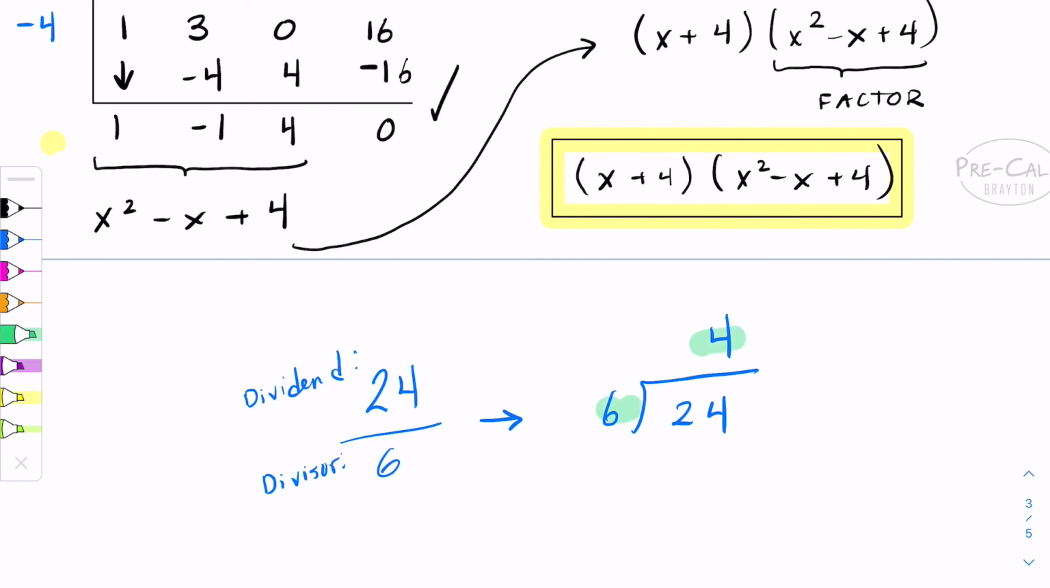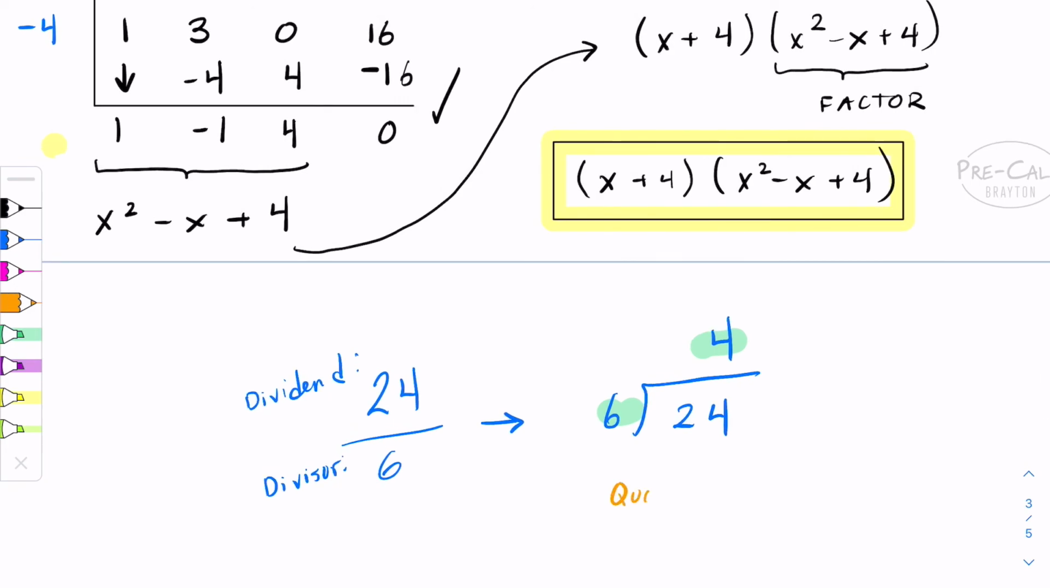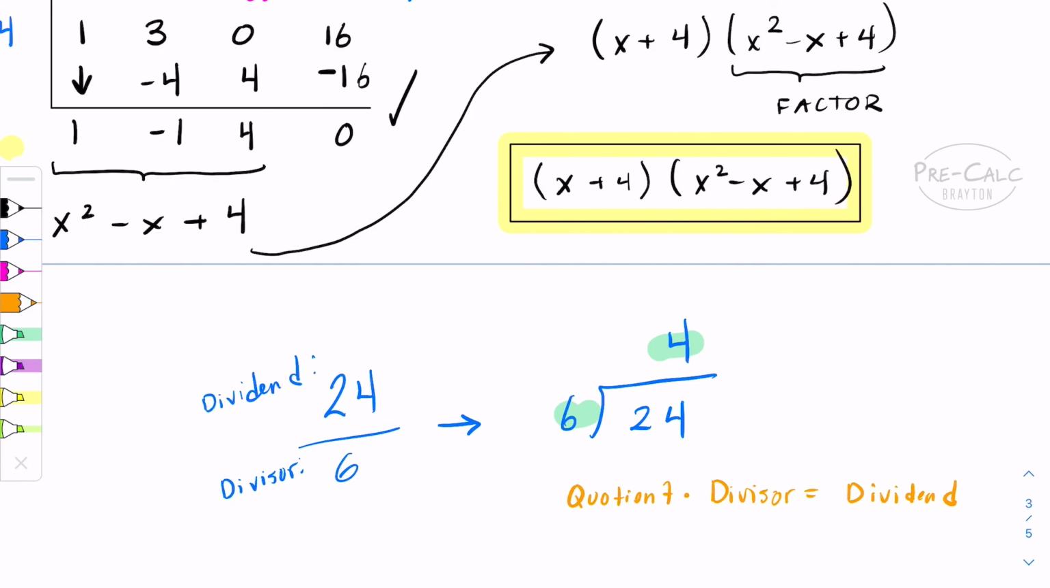Now we have 6 times 4. 6 times 4 is 24. So our quotient and our divisor multiply together to equal the dividend. Okay, this only happens if the remainder is 0. Obviously, we're not doing anything as simple as this, but thinking about simple examples is what helps you realize what you're doing for more complex work.